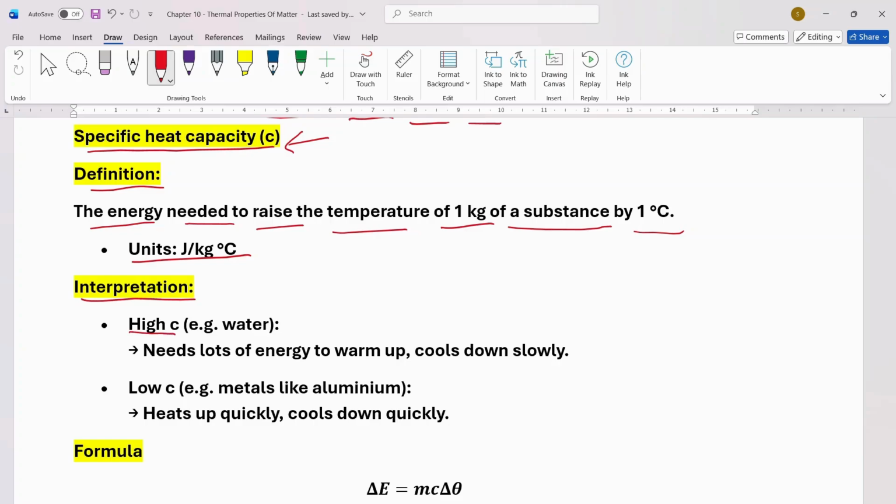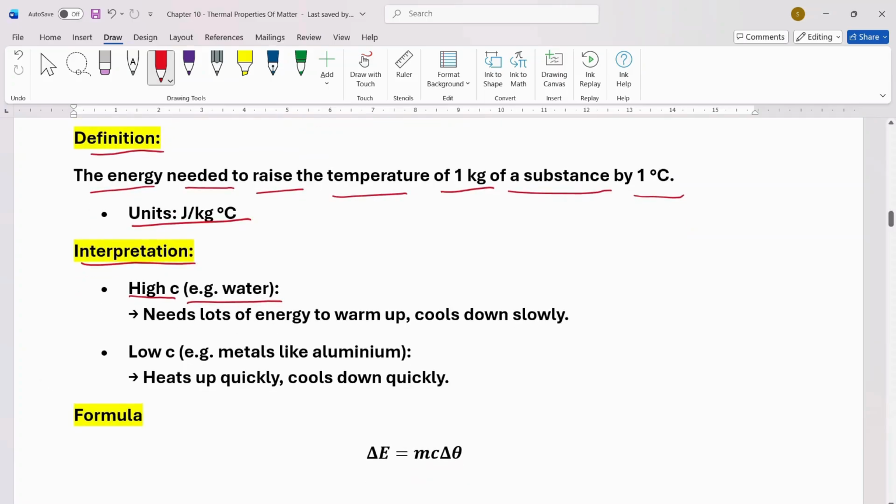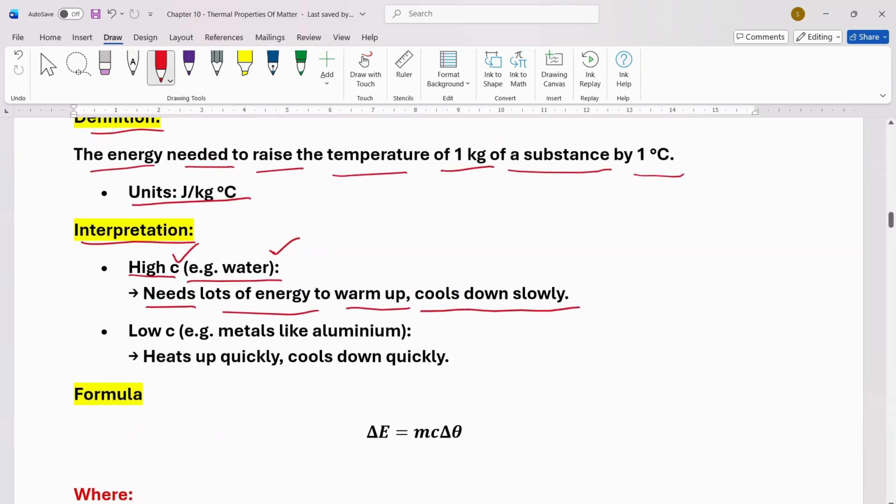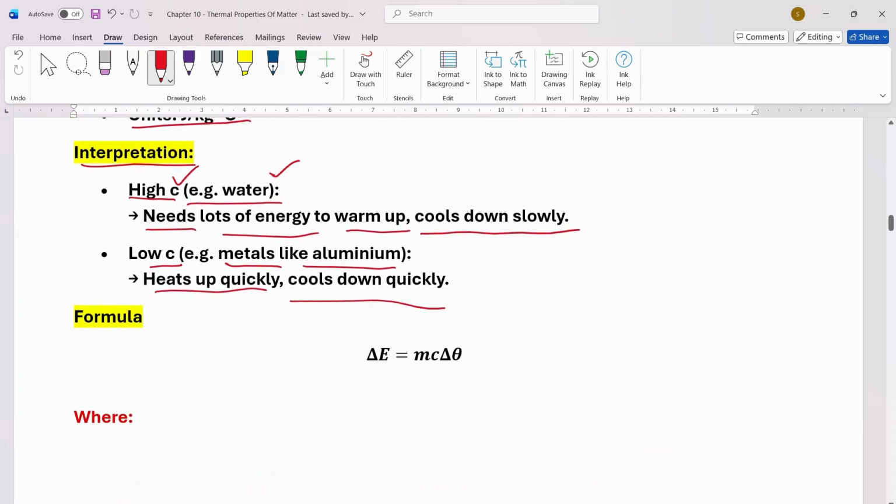Interpretation: high C, for example water, needs lots of energy to warm up and cools down slowly. The reason is that water has high specific heat capacity. Lower C means lower specific heat capacity. Example: metals like aluminium heat up quickly and cool down quickly.